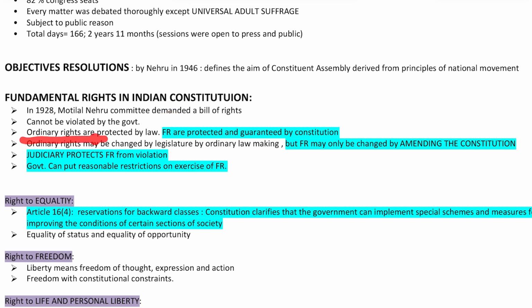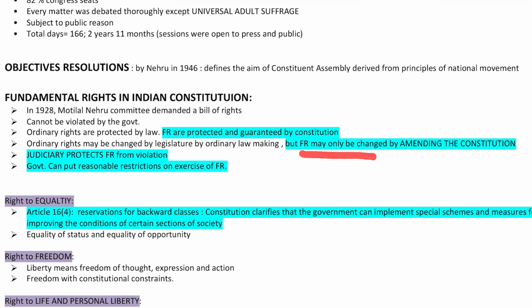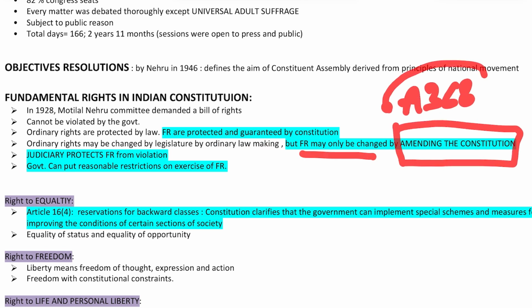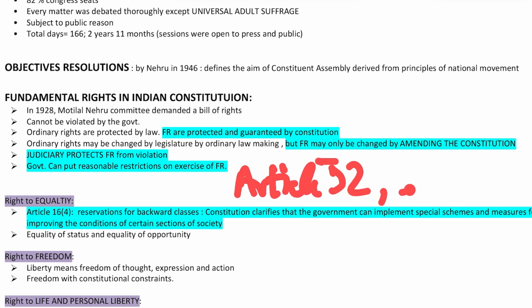The ordinary rights are protected by the law, whereas the fundamental rights are protected and guaranteed by the Constitution itself. So, the ordinary rights may be changed by the legislature by ordinary lawmaking, whereas the fundamental rights may only be changed by amending the Constitution as per Article 368. Then, judiciary protects fundamental rights from violation via Article 32 and 226 for the High Courts.